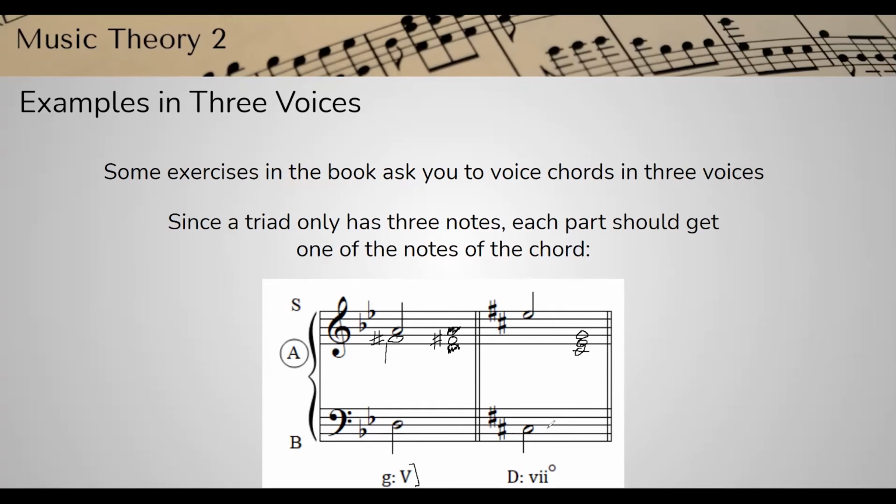Okay. Now we need to figure out what's missing, essentially. So we see that we already have a C sharp in our bass, so we don't need that. Okay. We already have an E in our soprano, so we don't need that. So the note that we do need is a G.